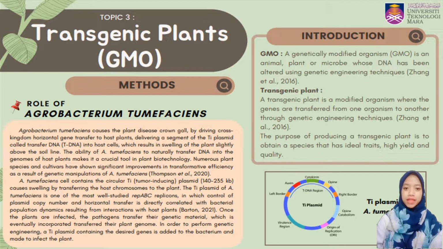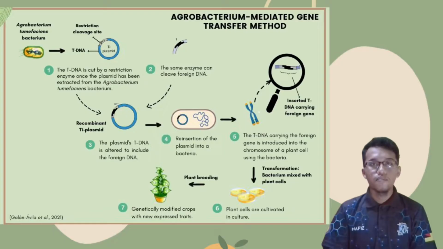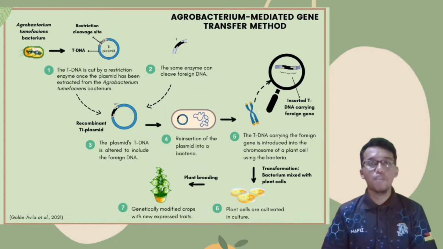Today, I'm going to explain the definition of GMO. A genetically modified organism is an animal, plant, or microbe whose DNA has been altered by using genetic engineering techniques. So, a transgenic plant is a modified organism where genes are transferred from one organism to another by using genetic modification techniques. The purpose of producing transgenic plants is to obtain a species that has ideal traits, high yield, and quality. Now, I will explain about the methodology in making transgenic plants.